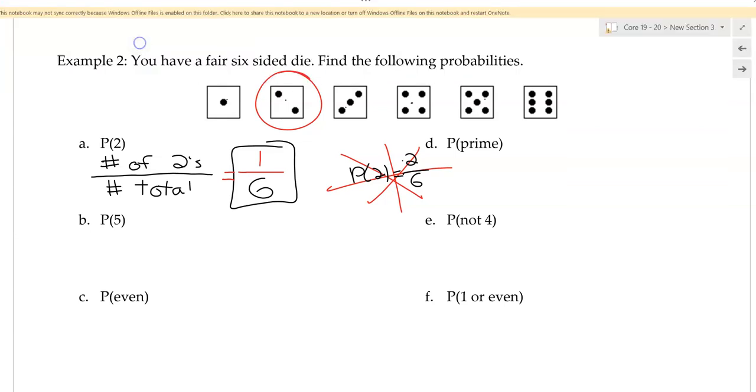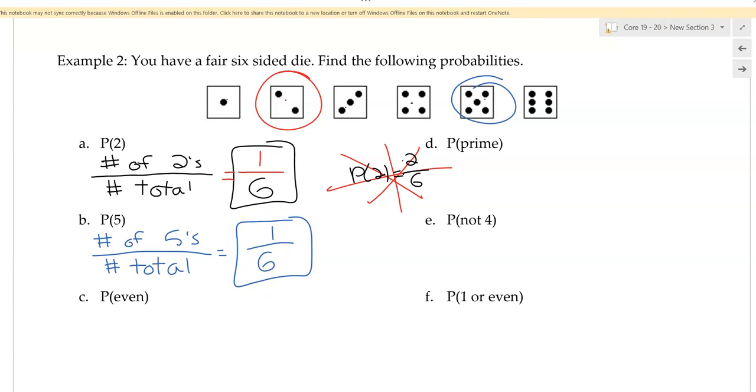Okay, same thing with the probability of 5, right? It's the number of 5s divided by the number total. Well, same thing. I have 1 five out of 6 total. All right, so it's not 5 out of 6, it's 1 out of 6. Just be careful.